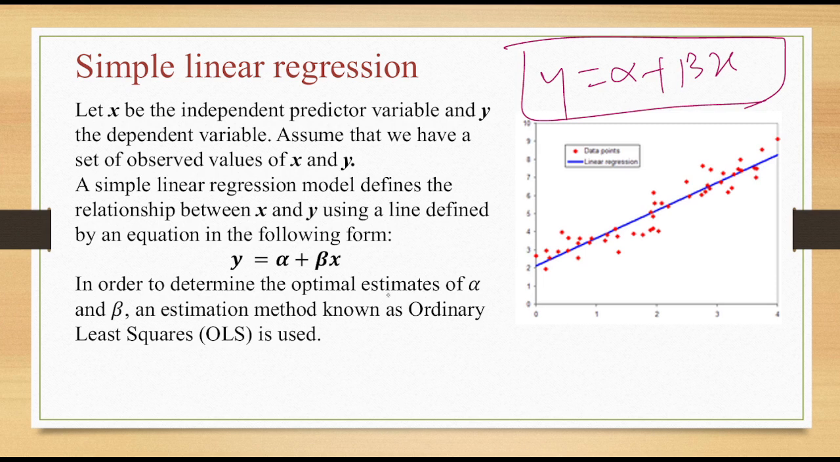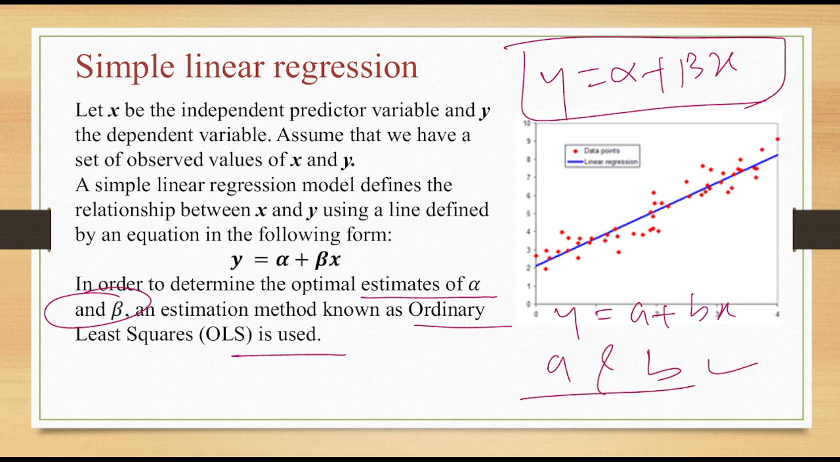In order to determine the optimal estimate values of alpha and beta, we also have to find alpha and beta. In the exam, they also ask what is the value of alpha, or in another form, they ask y equal to a plus bx, what is the value of a and what is the value of b. This is very important in problem solving, so be ready to find the values of a and b. An estimation method known as OLS, the ordinary least squares method, is used to find the values of a and b.